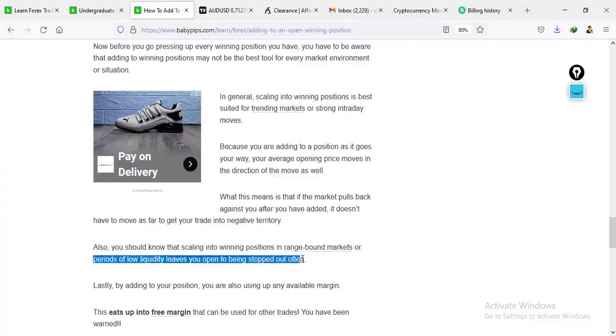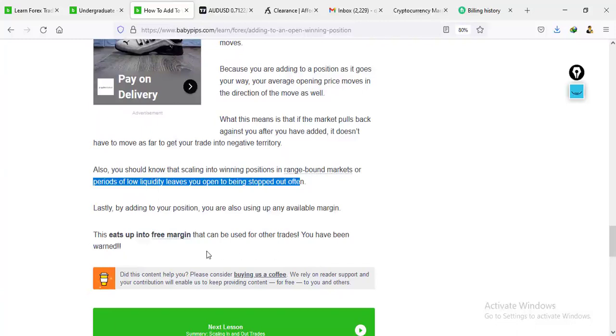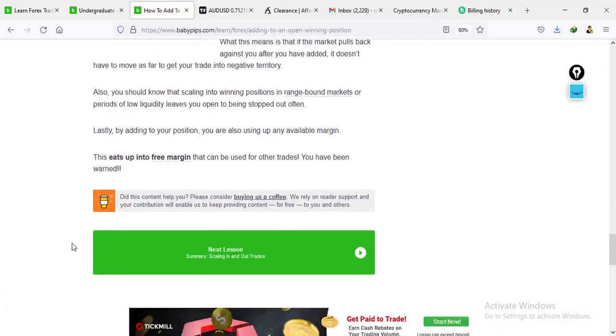It can leave you with frequent stop outs, many times. So this eats into your free margin, money that you can use to take other better trades, which has been cut up, stuck, or even wiped out from your trading account. This is not good at all for you. So take these considerations to heart when you are deciding to scale into or add more to your winning positions. Okay, so this brings us to the end of this lesson.